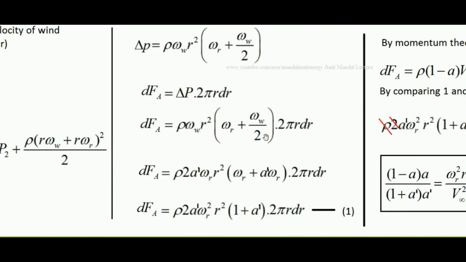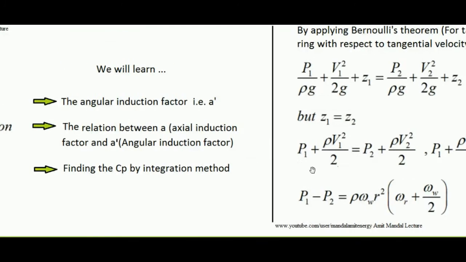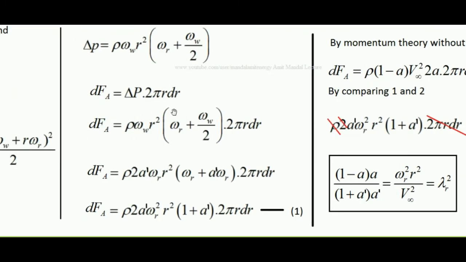Now what will this omega w by 2 be? We have already learnt about the angular induction factor: omega w by 2 by omega r equals a dash. So omega w by 2 can be written as a dash into omega r. So in place of this omega w by 2 I have written a dash into omega r. Similarly, this omega w can be written as 2 a dash omega r, according to the angular induction factor definition. So 2 a dash into omega r I have written in place of this omega w.